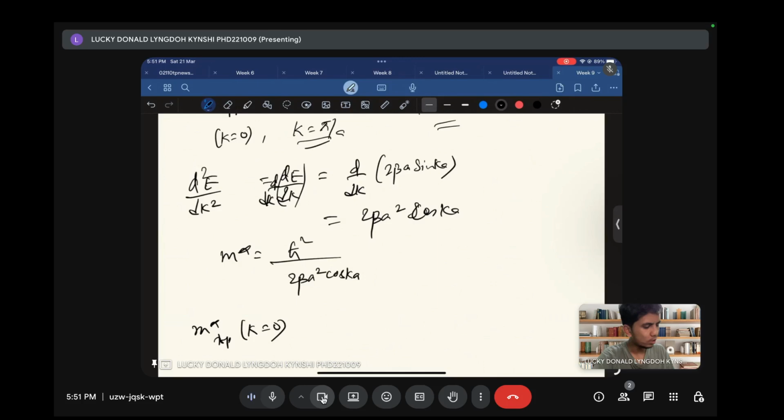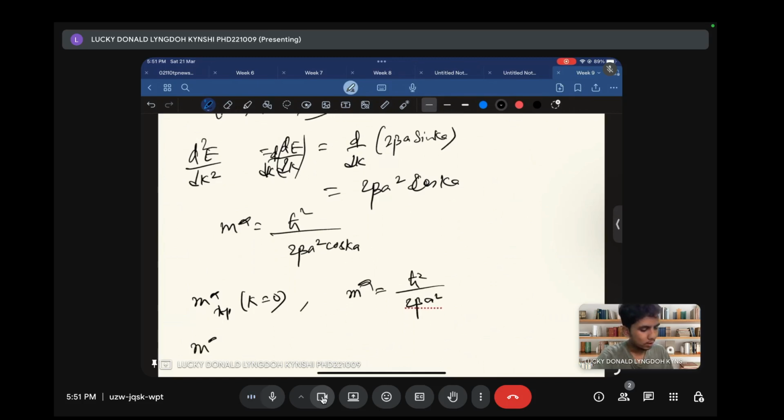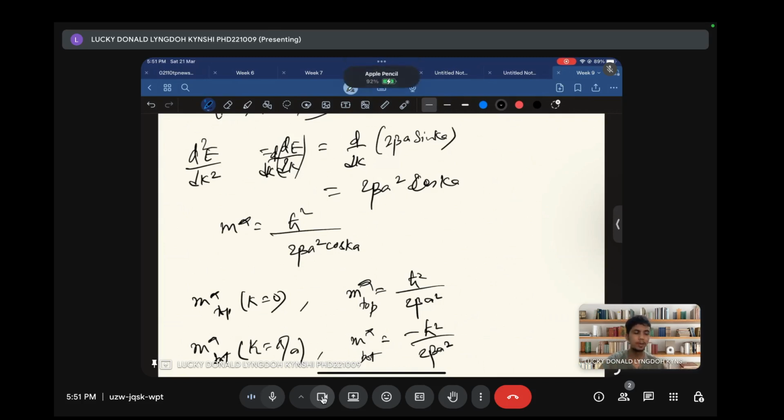K equal to 0, we get m star is simply h cross square divided by 2 beta a square. But when you talk about m star at the bottom, we get k is equal to pi by a, which gives m star is equal to minus h cross square divided by 2 beta a square, because cos of 0 is equal to 1, whereas cos of pi is equal to minus 1. So you get m star at the top is h cross square divided by 2 beta a square, whereas m at the bottom is completely the negative of m top. Okay, mass at the top of the band.